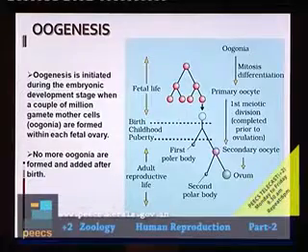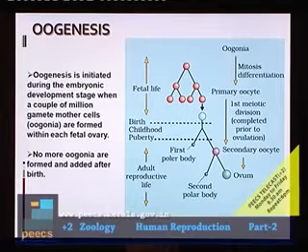And no more oogonia, you know, the cell from which oogenesis will begin, that is oogonia or oogonium, will be added after birth of an individual. All the oogonia that have to be formed in a female will be developed already during the fetal development, and no more oogonia will be added after birth. That is a very important point, you have to note that.